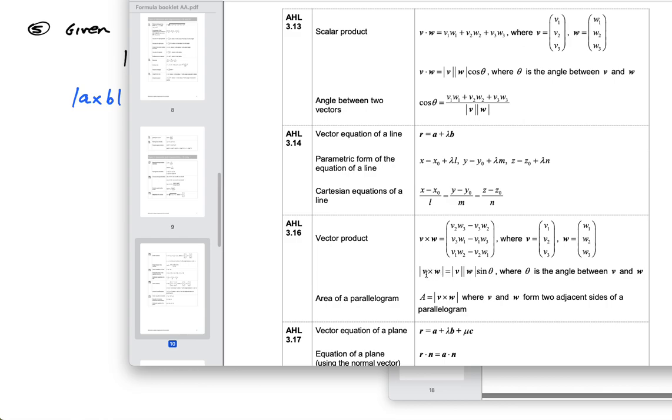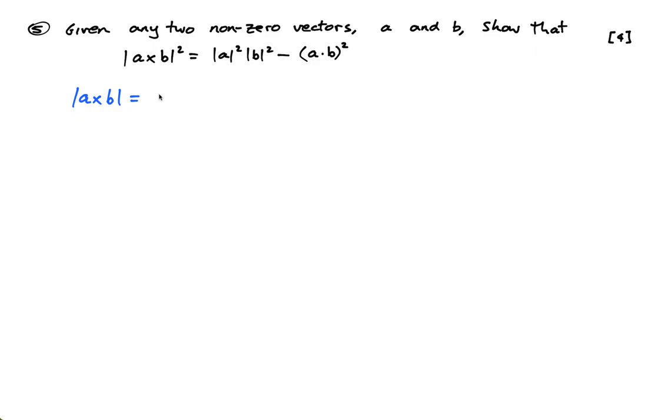Okay, it's here. So the magnitude of a cross b is |a||b| sine theta. But therefore |a cross b| squared is this squared, which is |a| squared |b| squared sine squared theta. Okay, fine. And sine squared theta, so we want to think, how am I going to turn this into this?